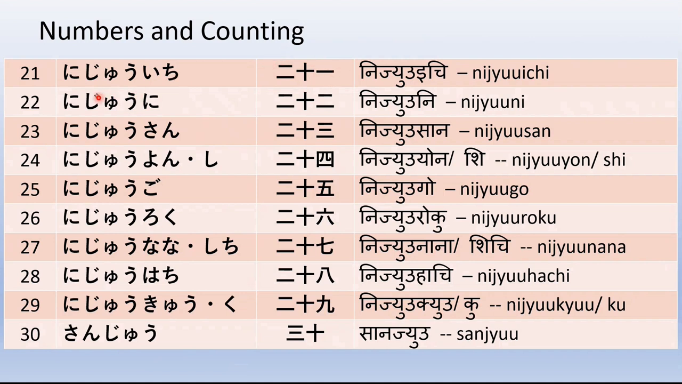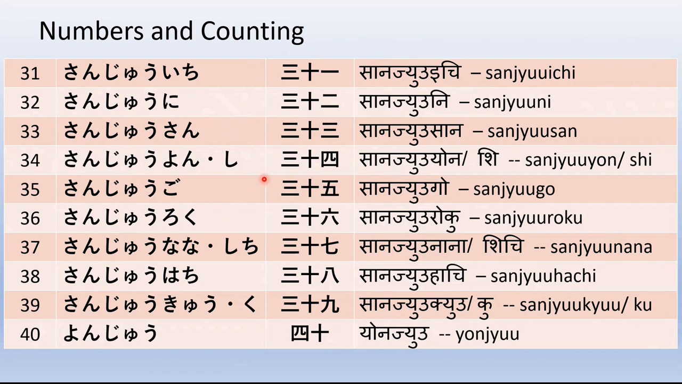So this is ni-ju-ichi, ni-ju-ni, ni-ju-san, ni-ju-yon, ni-ju-go, ni-ju-roku, Niju-nana, Niju-hachi, Niju-kyu, and Sanju. Sanju means 30. So here you can see the kanji for Sanju. So this is 3 multiplied by 10, 30, which is Sanju. I hope you have understood the way of writing the Japanese numerals, and it is very, very simple.